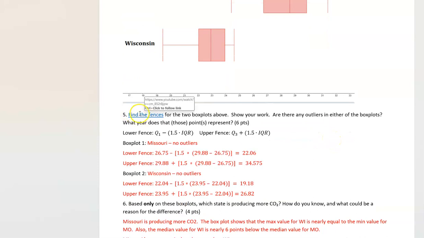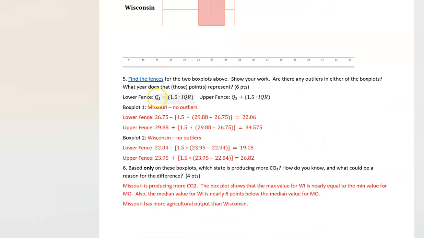There is a video reminder of how to find fences if you don't remember that. I also have the formula here, which is Q1 minus 1.5 times the interquartile range for the lower, and for the upper. So both of these for mine had no outliers. You may have some outliers. If you do have an outlier, it asks you what year that outlier occurred. I'm going to find those fences there.